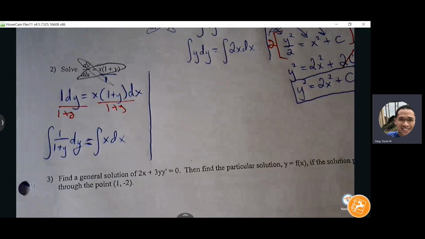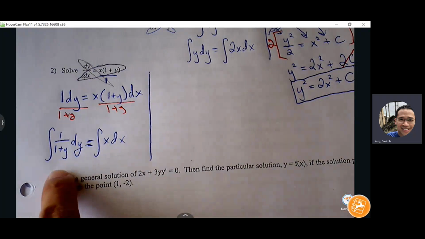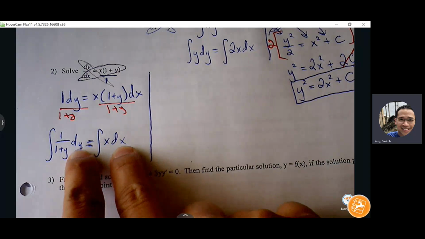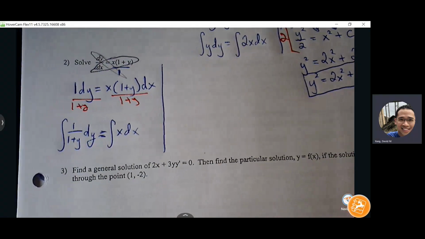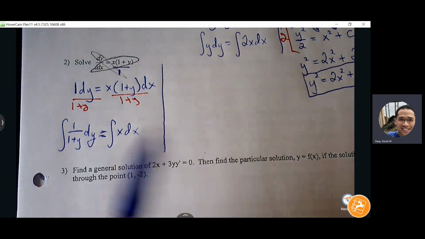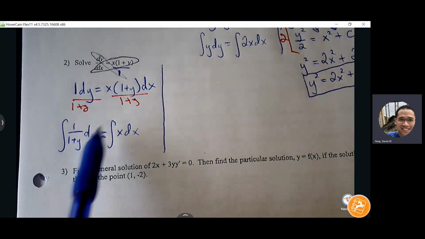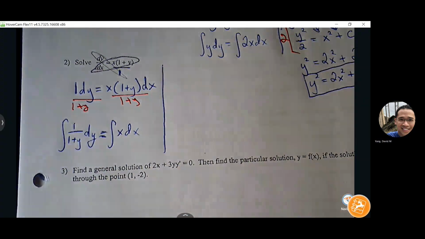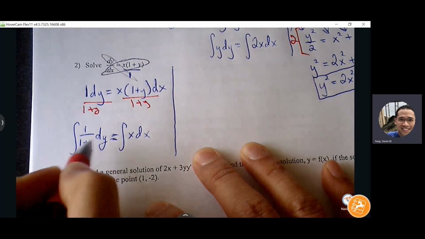Okay, so now we have full separation of variables, y's and dy's on the left, x and dx on the right. It's okay to have y's in the denominator or x's in the denominator. We just have to make sure our dy, dx's are landing in the numerator. Okay. So the right side is just power rule, right? But the left side, we have to go through a little bit of what? U substitution. Okay, what's our u value? 1 plus y. Okay.